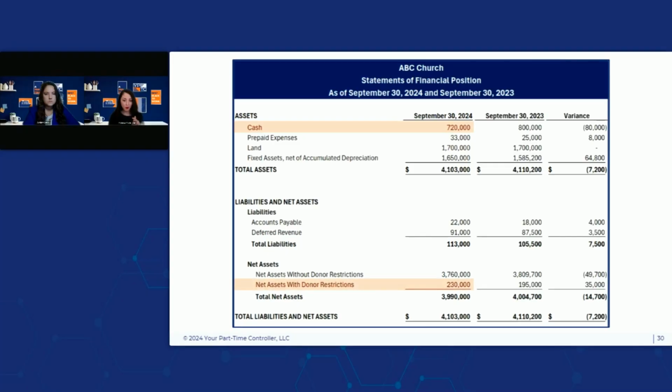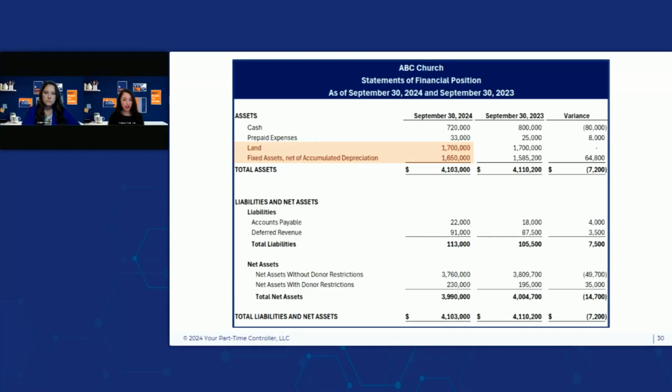So if we just take a little peek down here, we can see that they have net assets with donor restrictions. And again, just as a friendly reminder, only the donor can restrict donations. And so with that 230,000, really this organization only has 490,000 of unrestricted cash available for any shortfalls that may come up, for operating expenses that are going on. And so we just wanted to get those juices flowing in terms of what's restricted and what's not restricted with cash.